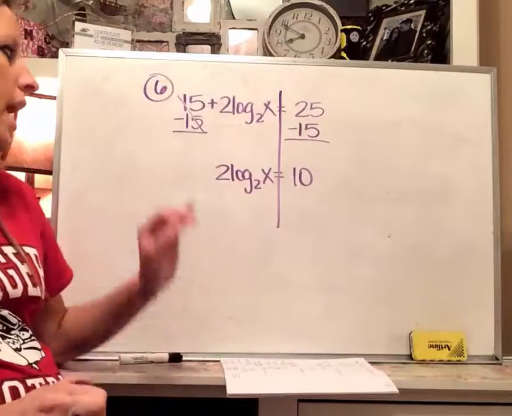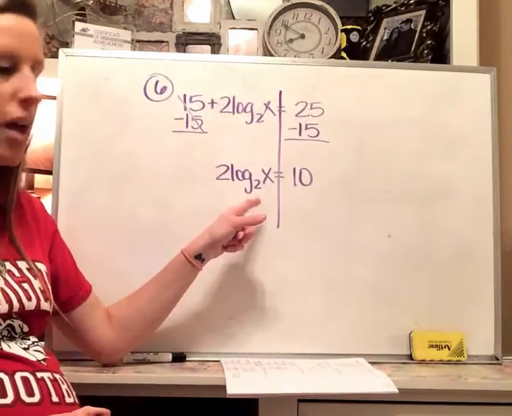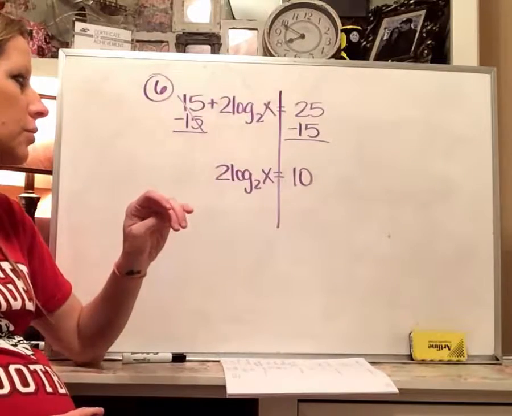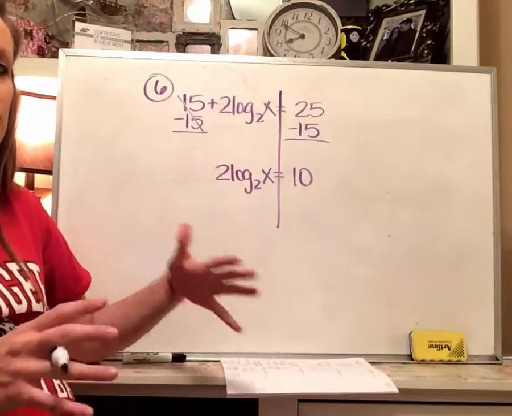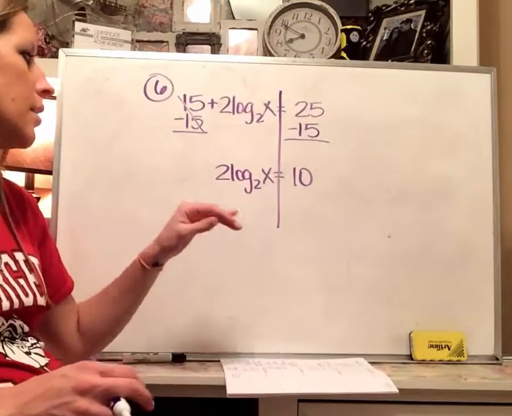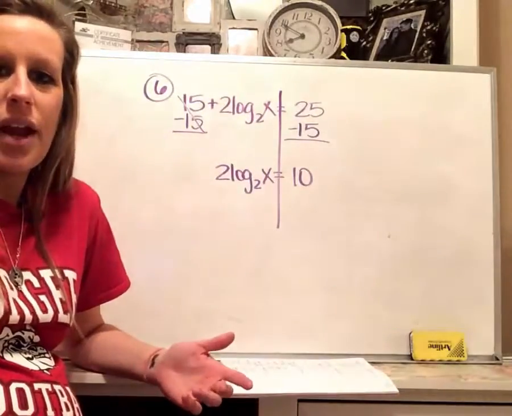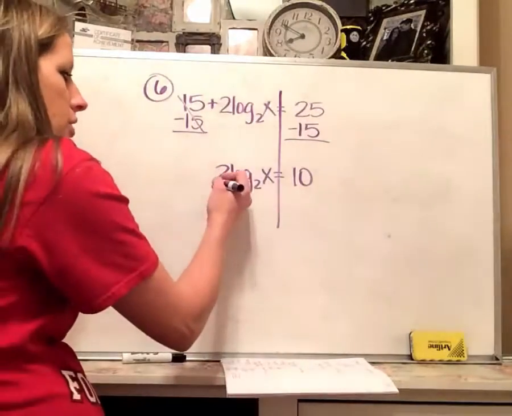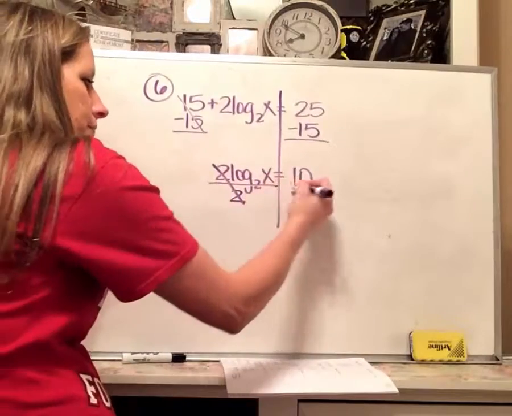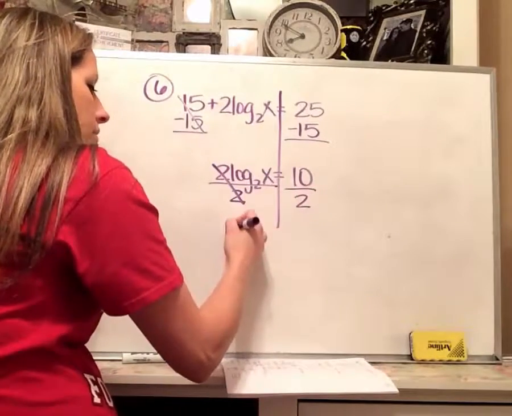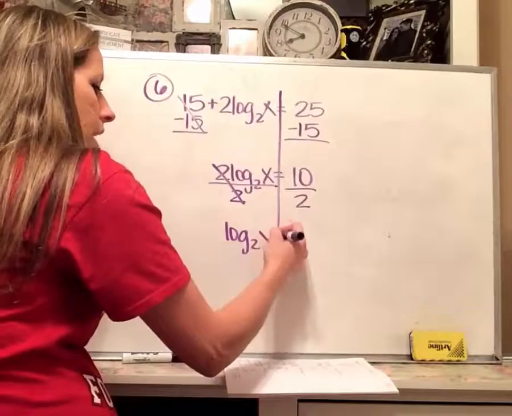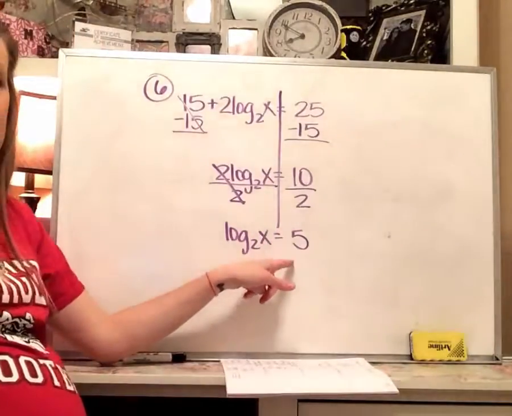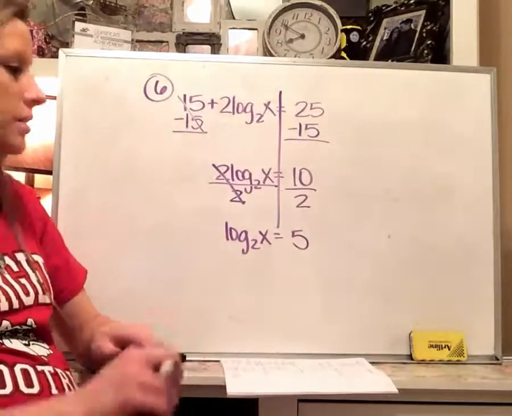Okay. Now, I still don't have that log by itself. You see how there's a 2 in front? We don't really want to condense it or expand it like we did yesterday. But it's kind of like solving for x. If we're multiplying by 2, the opposite of multiplying by 2 would be dividing by 2. So we have log base 2 of x equals 5. Now this looks a lot easier, right? It looks like the front of your notes.